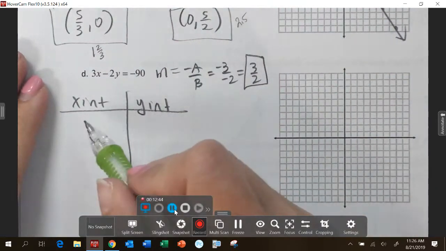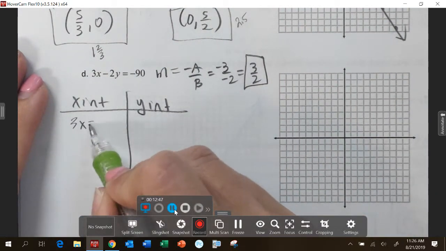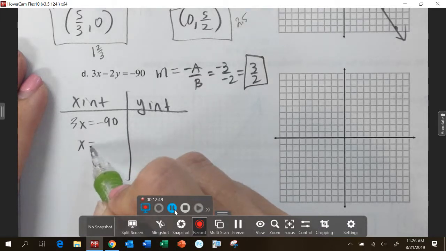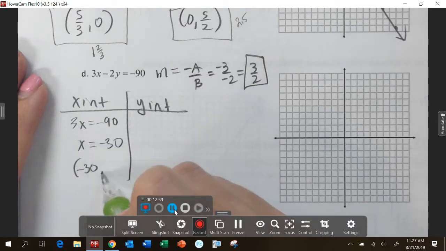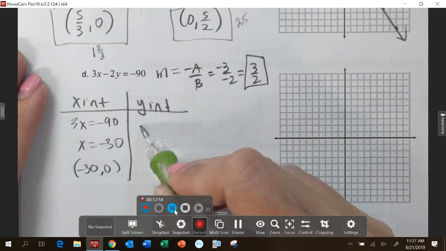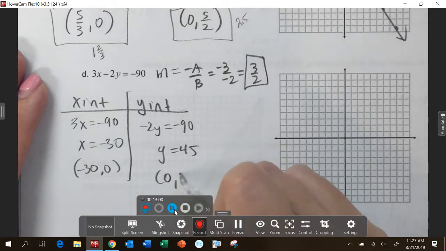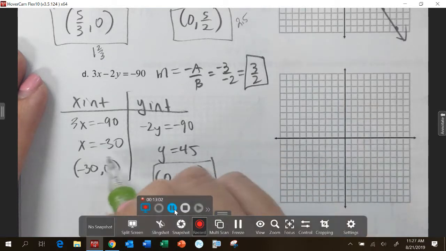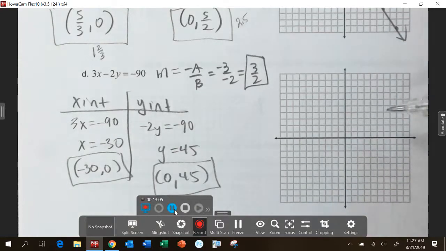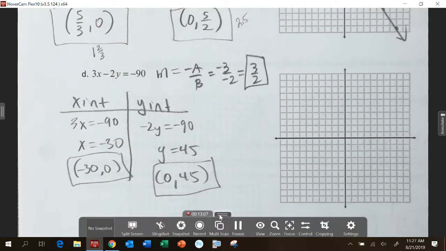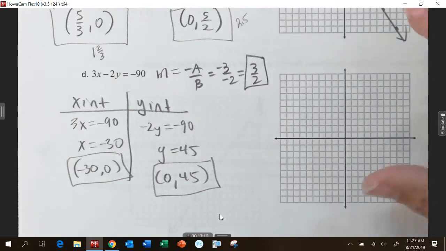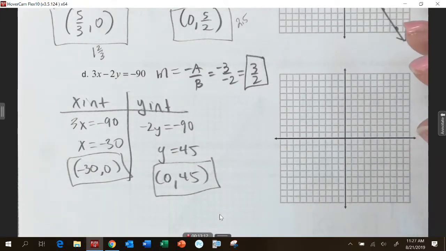So when you go to find your x-intercept for this one, you get negative 30, 0, and your y-intercept, you get 45, so 0, 45. And then we look at our graph and we say, all right, I want to fit it on here, but currently the graph is not big enough. So you guys are going to do what to the graph? Count by different numbers. Change your scale.